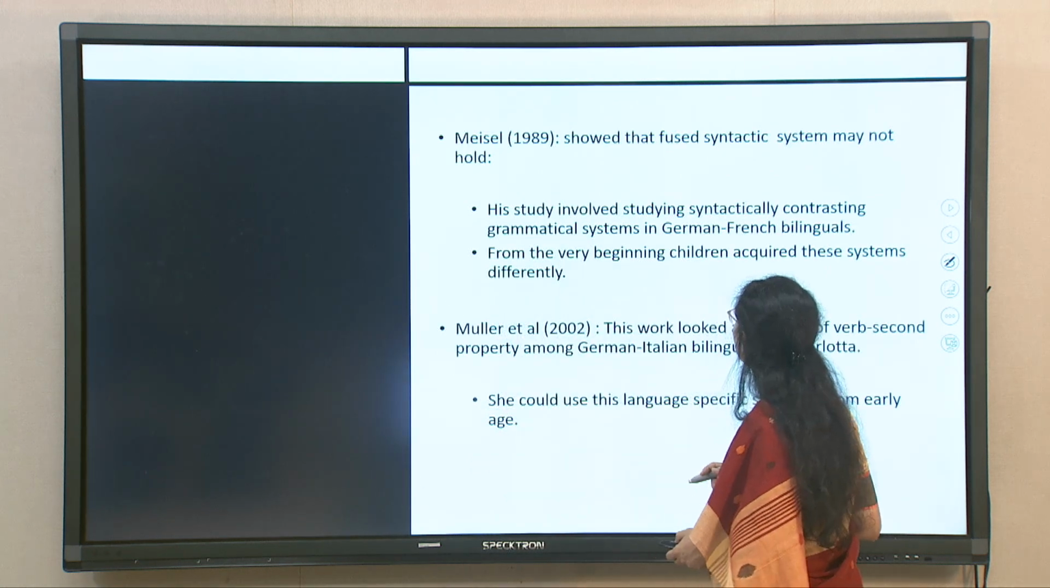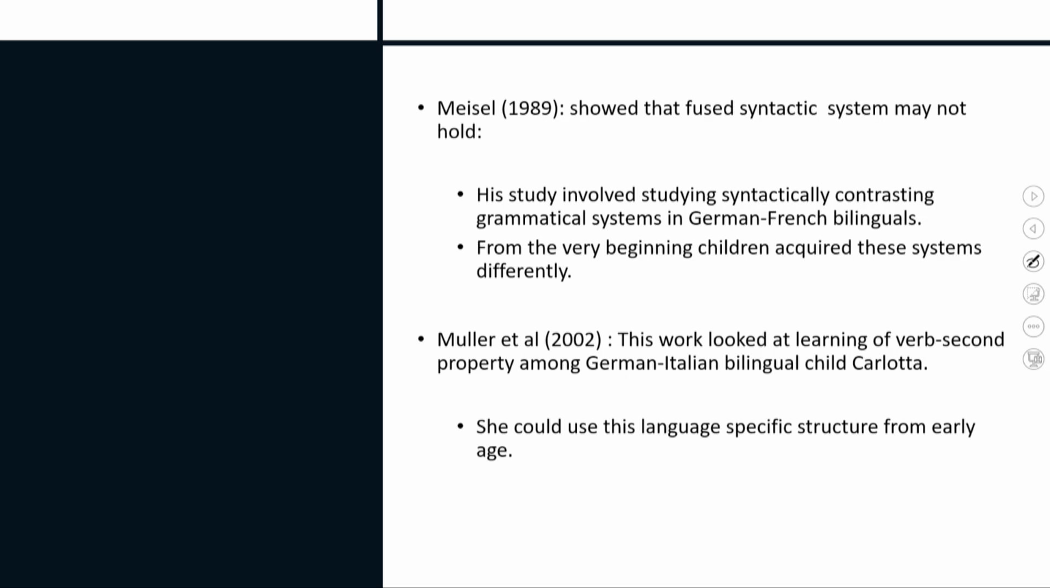Then later on, many other experimental studies also showed that children may not really have a fused syntactic system. For example, a rather well known study involves syntactically contrasting grammatical systems in German and French bilinguals. These two languages have contrasting syntactic features, and you would expect the child to mix, but what they found was that from the very beginning the children acquired these systems differently. There was no mixing up.